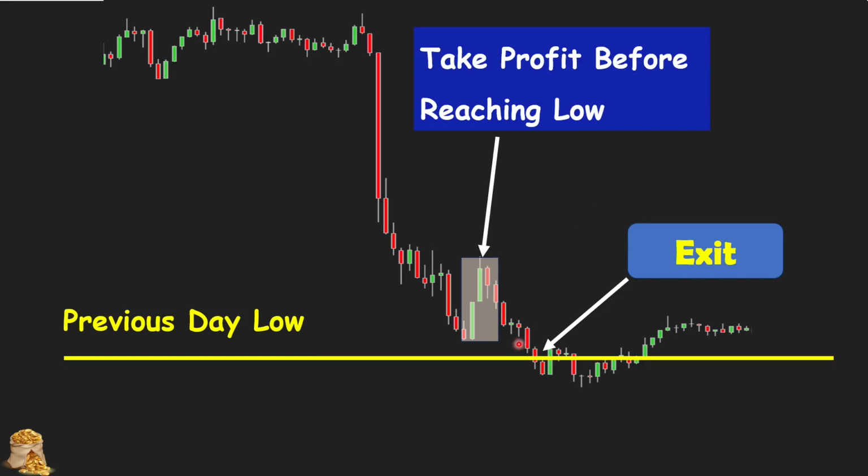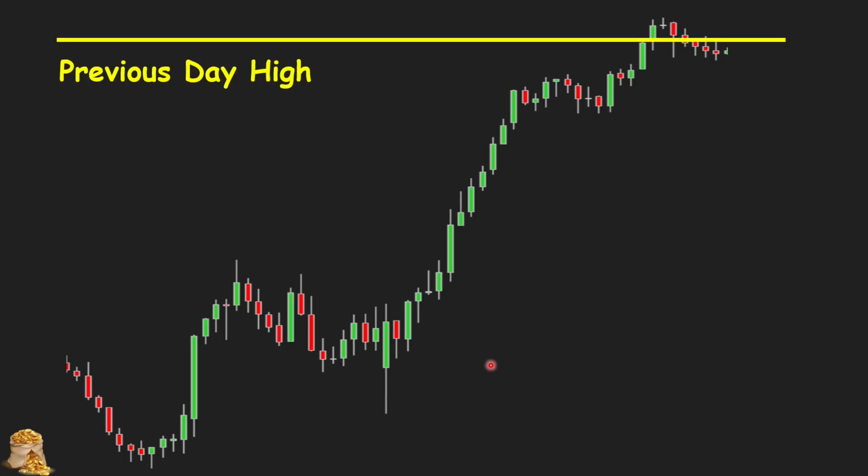And also, when you are in a position and you see the pullback, are you able to sit tight? Right? So that's the question you want to think about. Here's another example for the previous day's high.